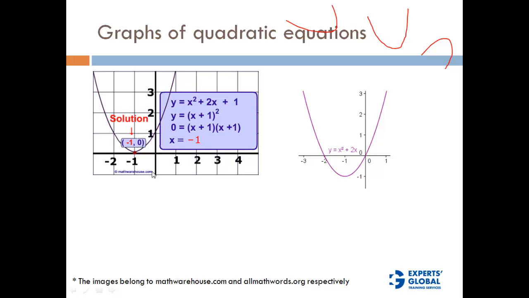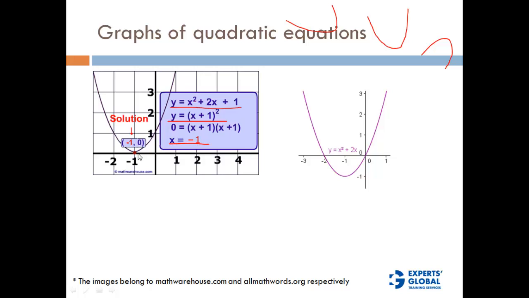So let's look at this first figure. Here the equation is y is equal to x square plus 2x plus 1. So this is obviously a quadratic equation. Why? Because the power of x is equal to 2. x square plus 2x plus 1 is basically x plus 1 the whole square, right? And the value of x is minus 1.